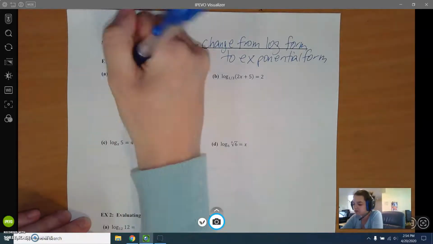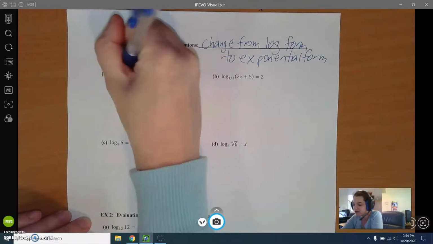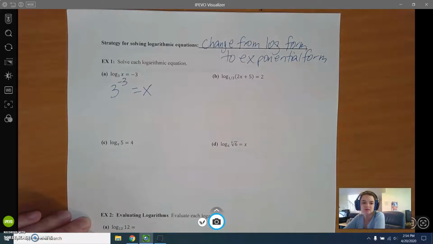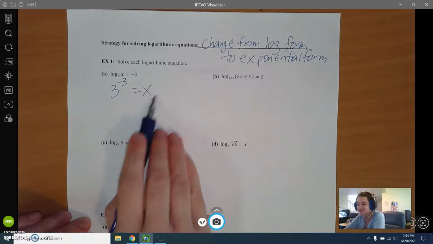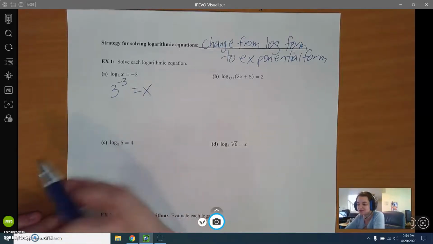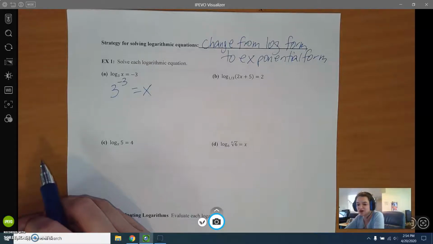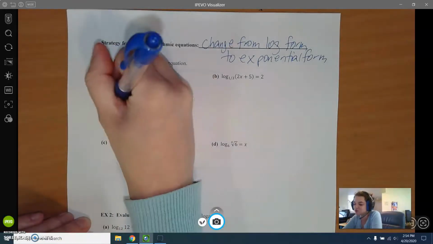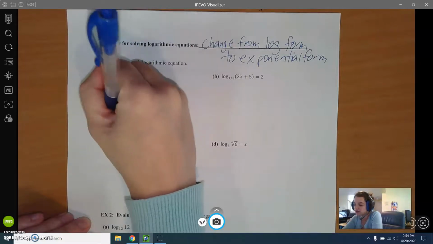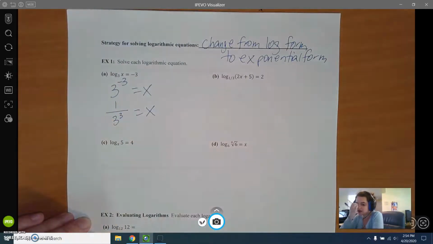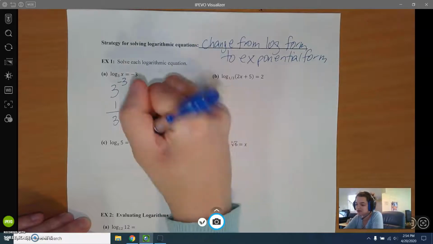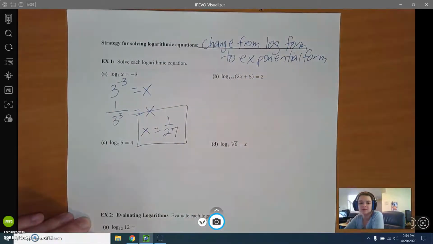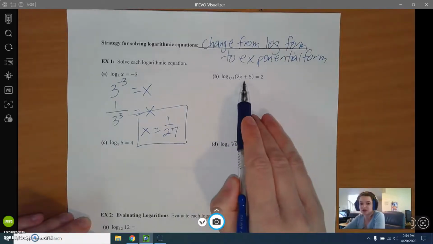So exponential form, we would have a base of 3, an exponent of -3, and it would equal x. And that one actually works out really nicely because I have x equals, right? So I've already got x by itself. I just need to tell me what 3 to the -3 equals, okay? So remember that a negative exponent is 1 over. So it'll be 1 over 3 to the 3rd equals x. And 3 times 3 times 3 is 27. So that would mean that x is 1 over 27, or 1/27.